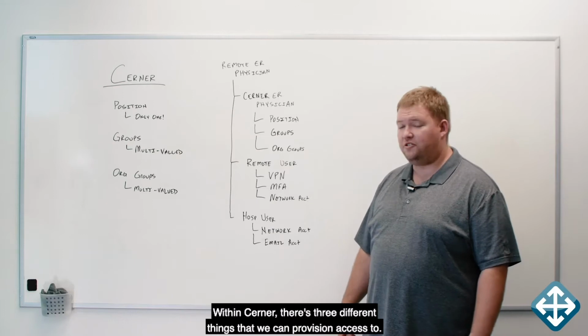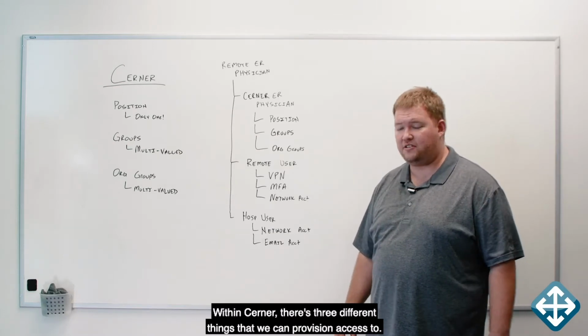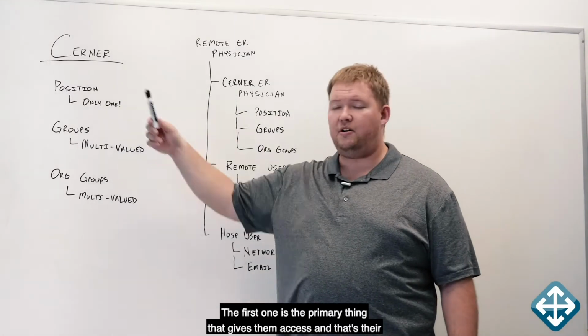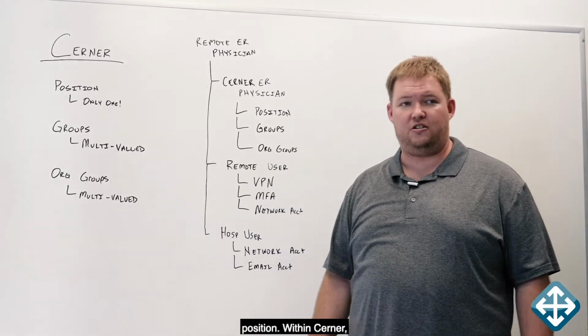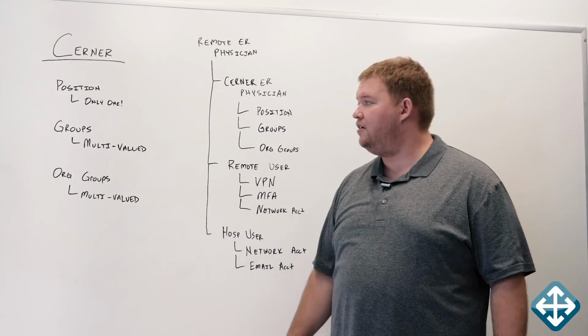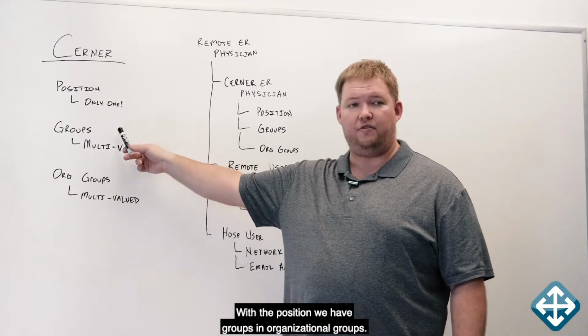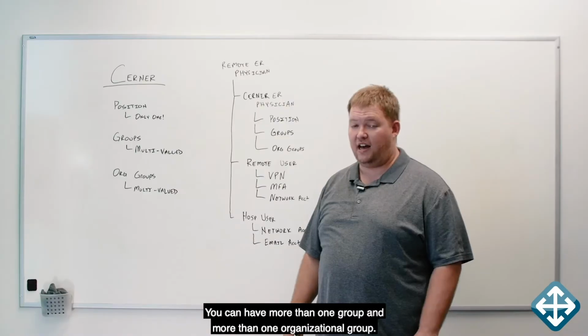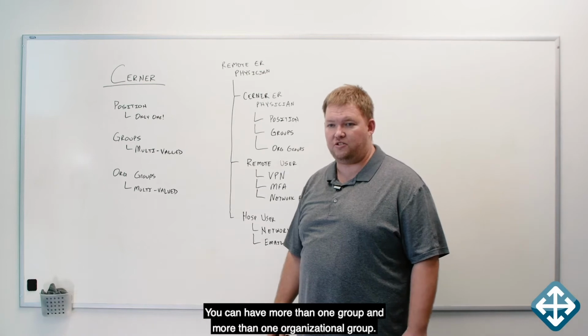Within Cerner, there's three different things that we can provision access to. The first one is the primary thing that gives them access, and that's their position. Within Cerner, you can only have one position at any point in time on any account. With the position, we have groups and organizational groups. You can have more than one group and more than one organizational group.